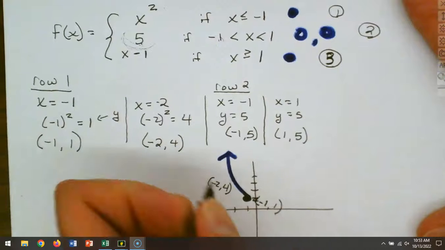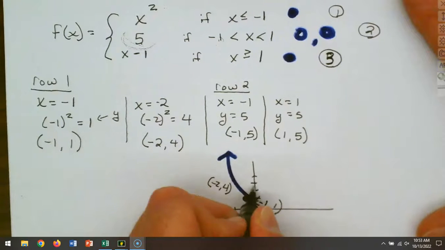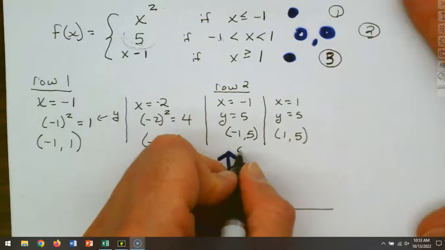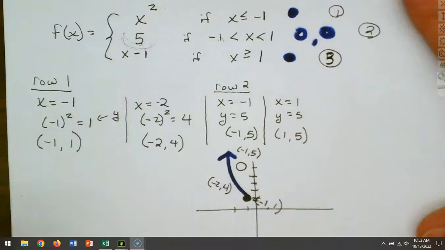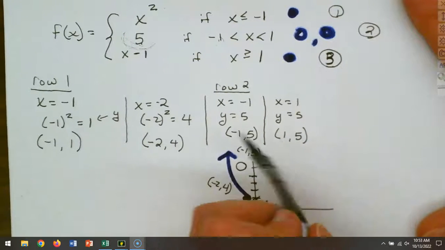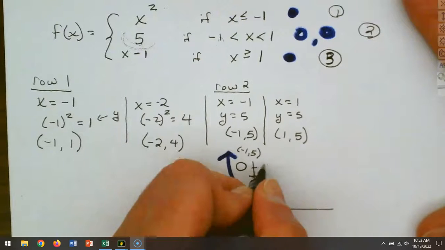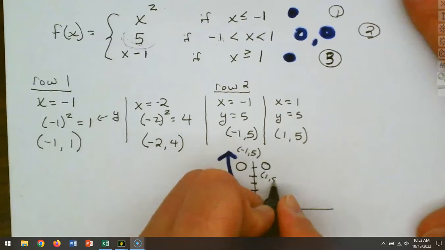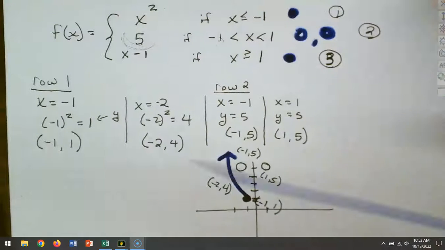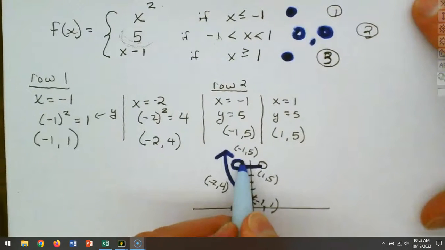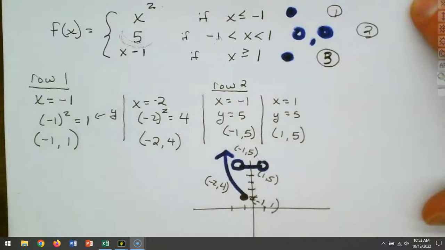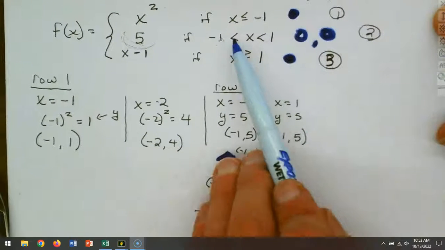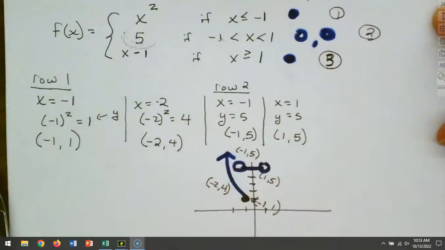So we've got -1, positive 5. So here's 1, 2, 3, 4, 5. And it gets an open circle. The next one is going to be at 1, 5. And it's over here. And it also gets an open circle. And when we connect them together, that makes a straight line there. Okay, because why do they get open circles? Because strictly less than, strictly greater than.